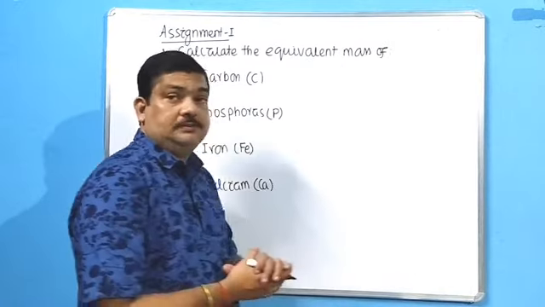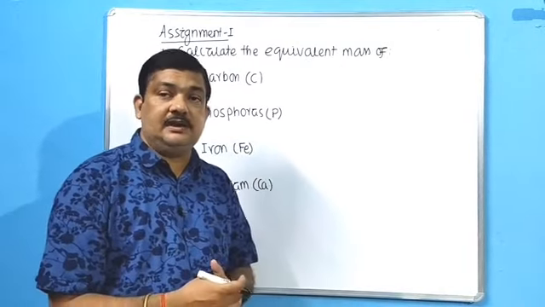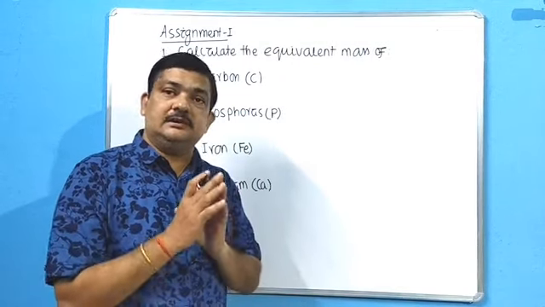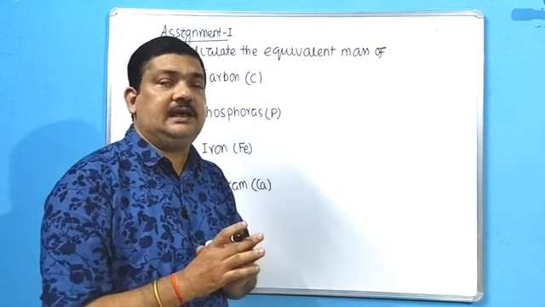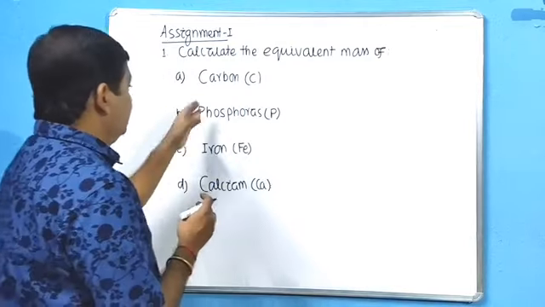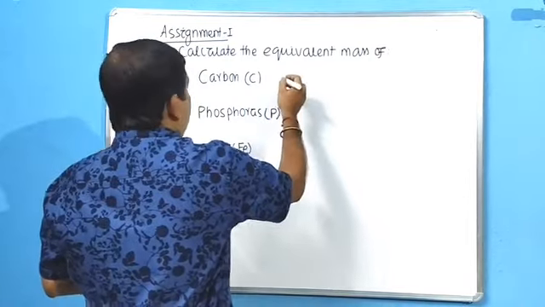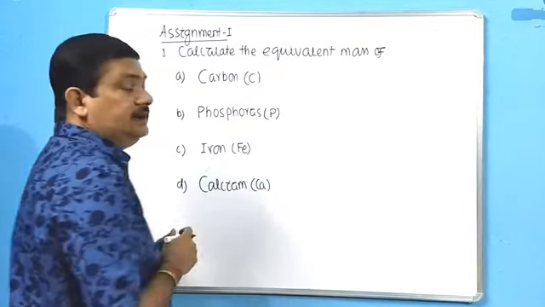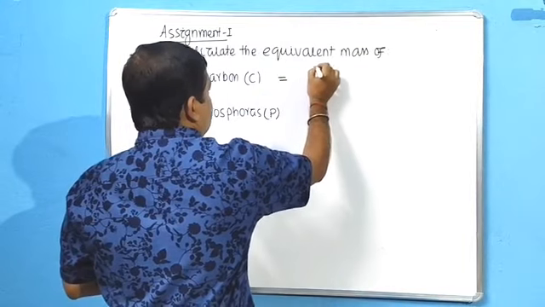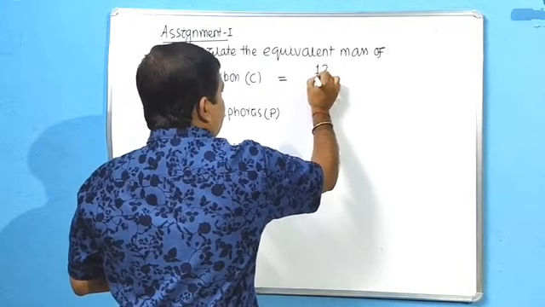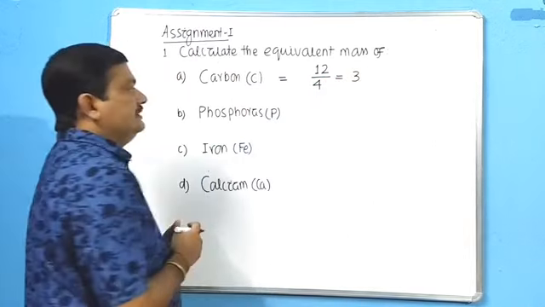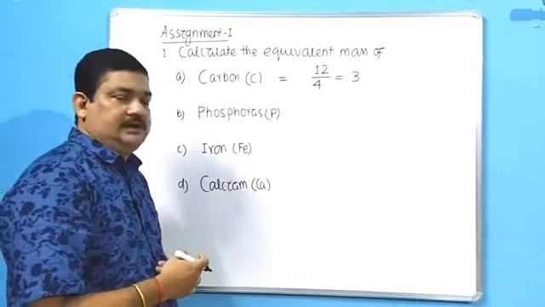Thank you very much to those who have sent the assignments. All the students have not submitted, and I want all of them to submit the assignments by the end of the day on which the video is posted in the group. Coming to carbon: the formula for the equivalent mass of an element is atomic mass by valency. The atomic mass of carbon is 12, and its valency is 4. So the equivalent mass of carbon will be 3. Most of the students have solved it correctly.